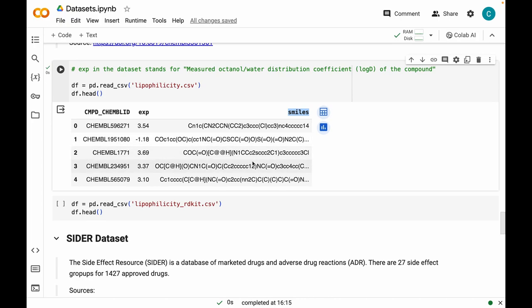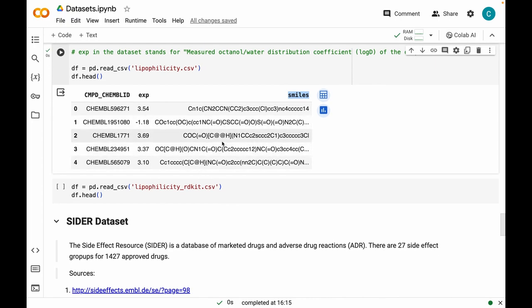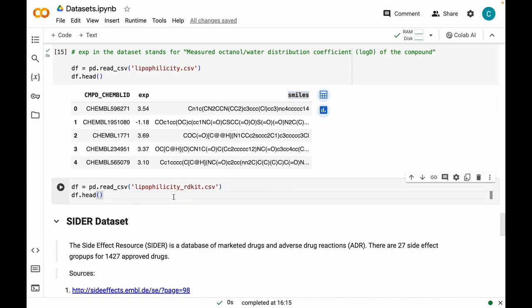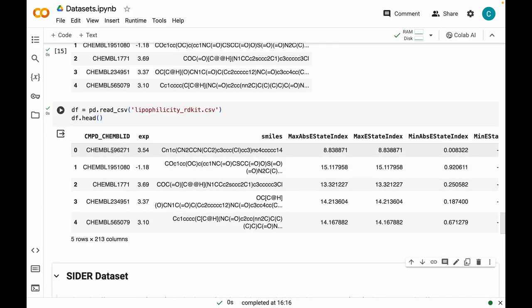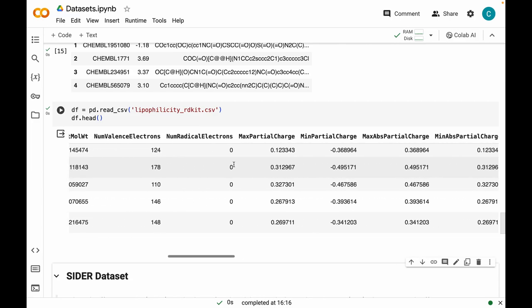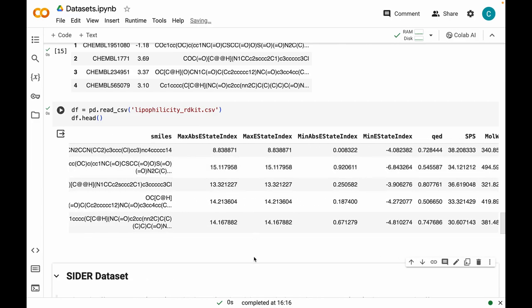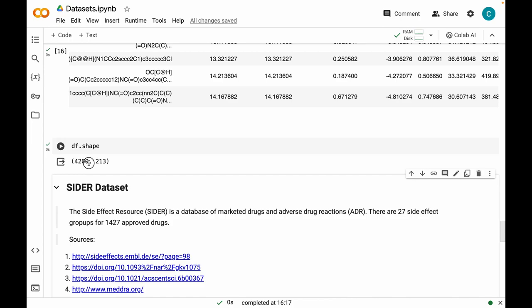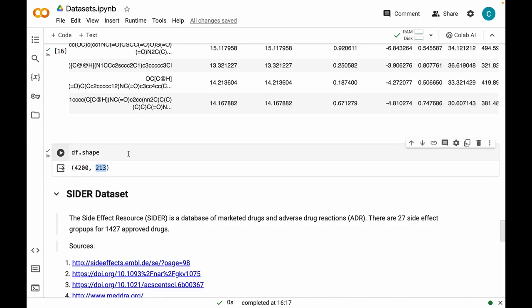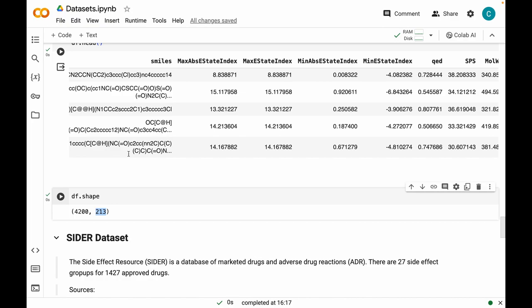Now again, since there are no descriptors, I went ahead and calculated the RDKit descriptors, which have been stored in this file over here. So let's run this. So we have the Campbell IDs, log D values, SMILES strings, and the RDKit descriptors here. Let's have a look at the shape. So we have 4200 data points and 211 descriptors, along with the SMILES column and compound IDs.